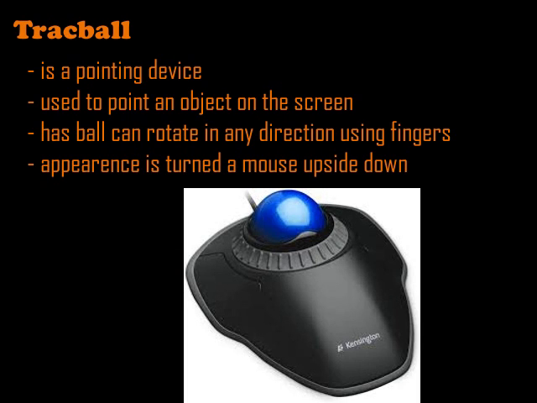Next input device is trackball. It is also a pointing device. This trackball is used to point the object on the screen. This device has a ball. This ball rotates in any direction using our finger. Movement of the ball controls the movement of the pointer on the screen. It looks like a mouse turned upside down.